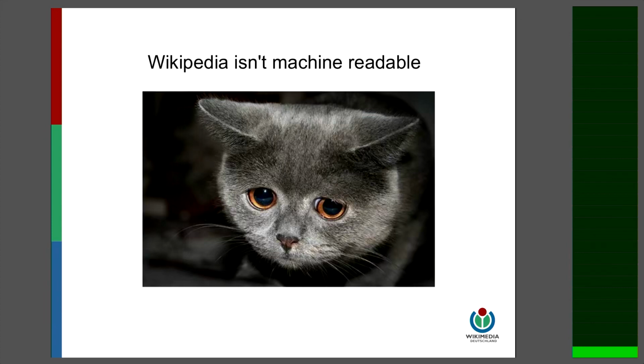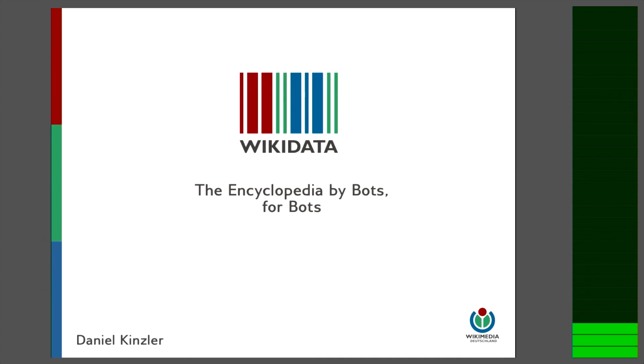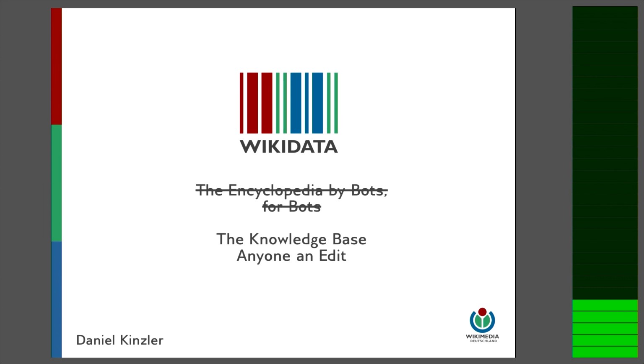All right, so Wikidata isn't machine readable, and that kind of sucks. Don't you wish that your bot or whatever website you are creating could make use of the information on Wikipedia easily? About 3 years ago, Wikidata went live. Wikidata is also run by the Wikimedia Foundation, just like Wikipedia. I like to call it the encyclopedia by bots, for bots, but officially it's the knowledge base anyone can edit. Yeah, both are obviously true.